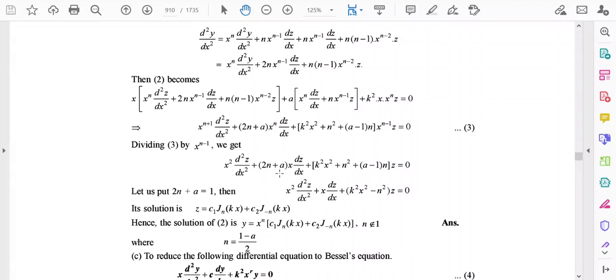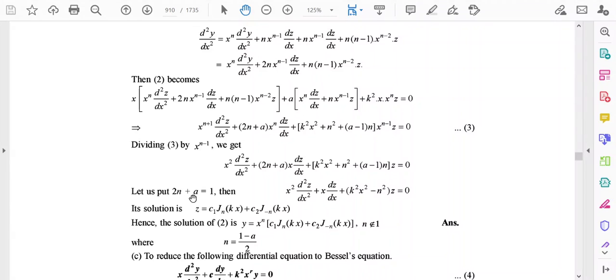But here, apart from x into dz by dx, 2n plus 1 is multiplied. So we have to put 2n plus a is equal to 1. Then the second term will be according to the form of the Bessel's equation. So we will assume 2n plus a is equal to 1. Next, if we assume 2n plus a is equal to 1, then the term in the third bracket will also be simplified, and it will be converted.